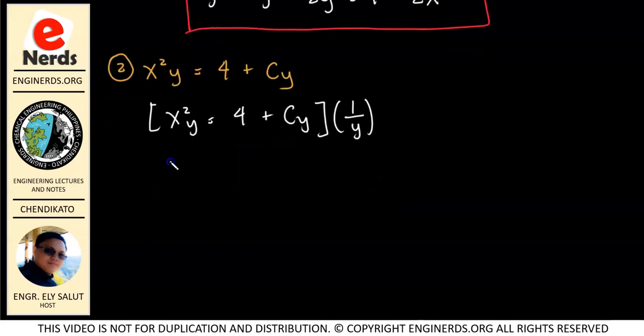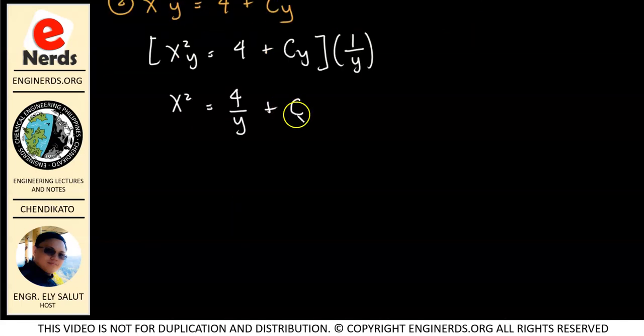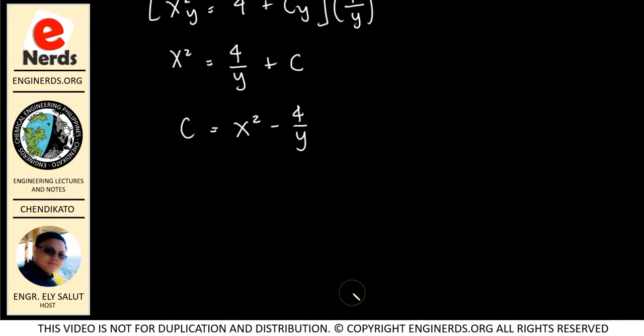So I will have x squared is equal to 4 over y plus c. Okay, so now our c is isolated, where actually we can write this as c is equal to x squared minus 4 over y. So I just transpose 4 over y to the other side of our equation. So now I'm going to take the derivative, okay, of our equation here. So the derivative of c is equal to 0. So we already eliminated our arbitrary constant.